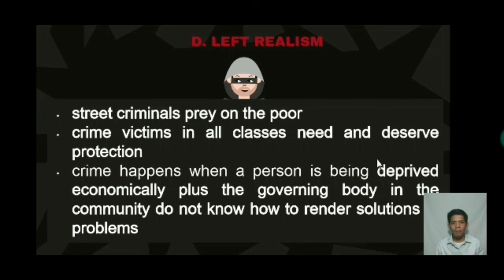Then the left realism, it is that street criminals prey on the poor, crime victims in all classes need and deserve protection. Crime happens when a person is being deprived economically plus the governing body in the community do not know how to render solutions to problems. So, left realism is where a criminal can do the crime when he is deprived of opportunity as well as when the society cannot solve the problems. For example, youth are using drugs and the barangay cannot solve it. Then the youth continue to do it. So that's the meaning of left realism. The persons involved in this theory were John Lea and Jock Young.